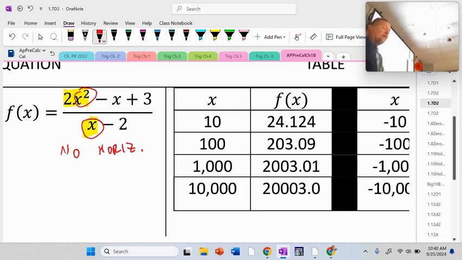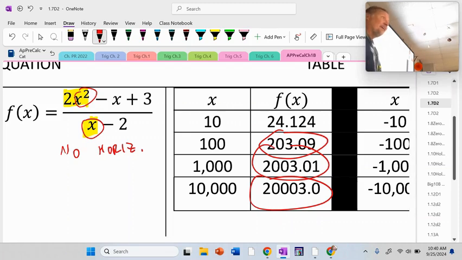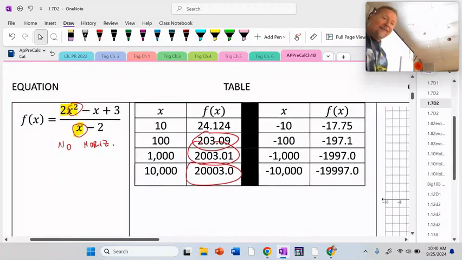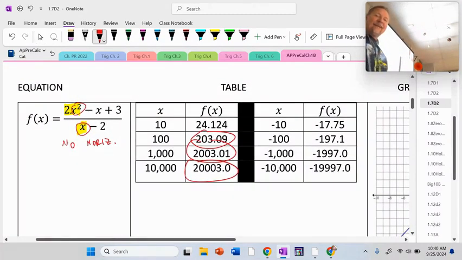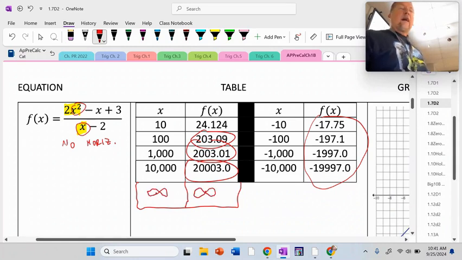This is what's happening. All right, so when I plug in these numbers, look at what the y's are doing. Where are they going? To infinity. All right, and then where are these going? To negative infinity. So when I plug in infinity, that's what I'm getting for y.